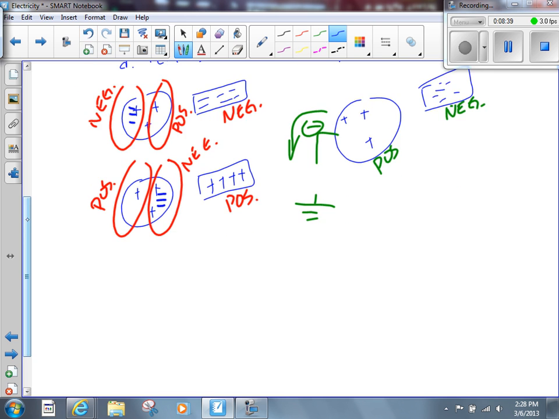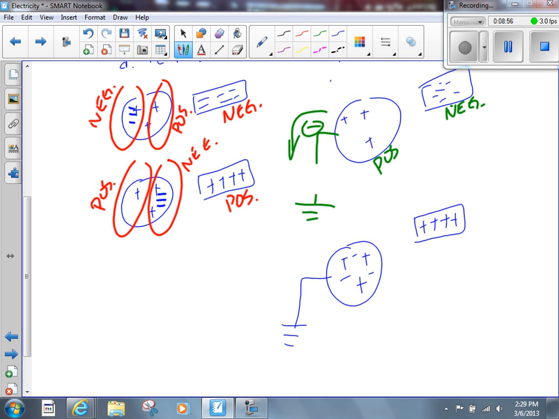Let's draw one more picture here. This time, let's say we have a neutral object. And this time we're bringing a positively charged object nearby. Prediction. What's the charge on this neutral object going to become after we ground it? If I brought negative nearby, it became positive. If I bring positive nearby, it's going to become negative.